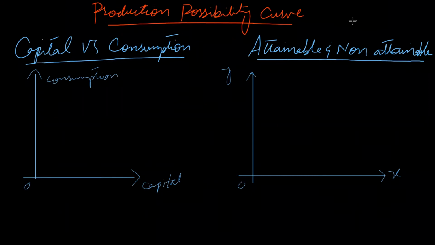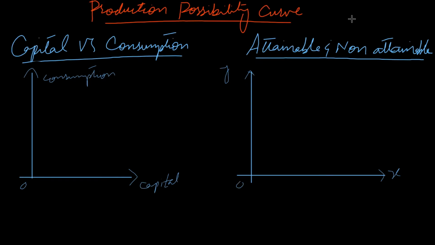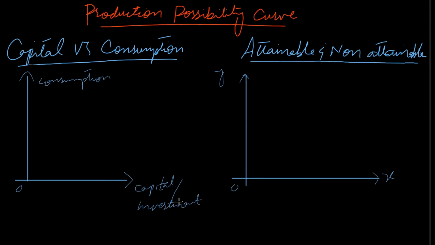Another important application of the production possibility curve is relevant to capital and consumption, and attainable and non-attainable points. First of all, we can have a look at consumption versus capital. Capital is sometimes also known as investment. So the examiner may use investment as an alternative term for capital, and consumer goods for consumption. And when we draw the production possibility curve, it looks like this.